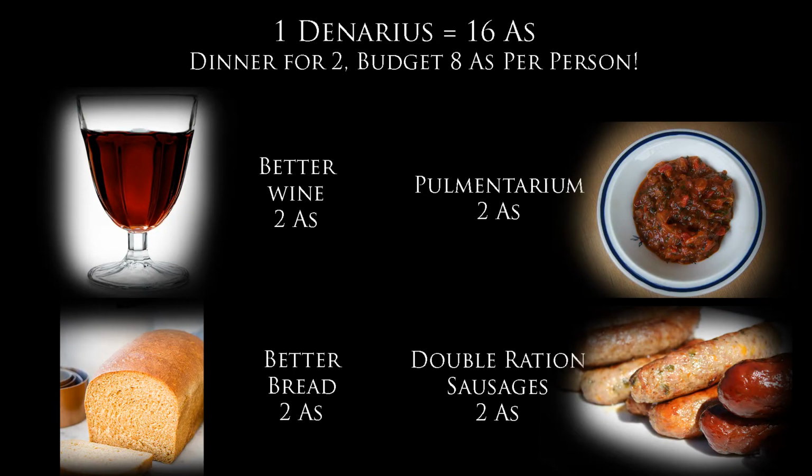Let's get some higher quality bread, which we will estimate at around twice as much as the coarse bread, so 2 asses. We are each having some pulmentarium to garnish our bread, an extra 2 asses, and we still have 2 asses to go. I would be inclined to just keep the change and add it to my collection, but we're going to spend it, so we're both having a double ration of sausages. There you go, for 1 denarius, we could get completely stuffed with high quality food for 2 people.